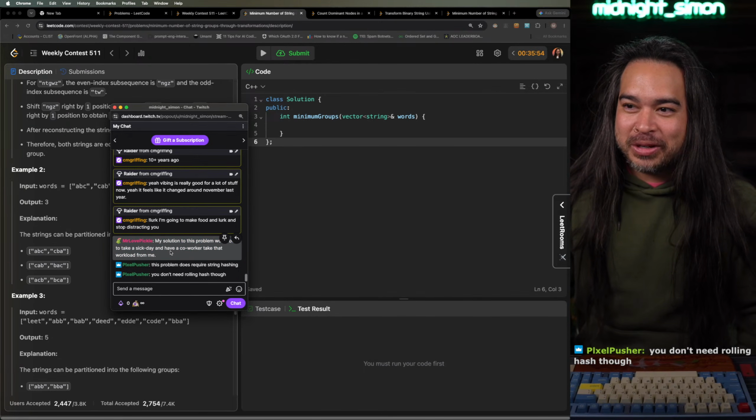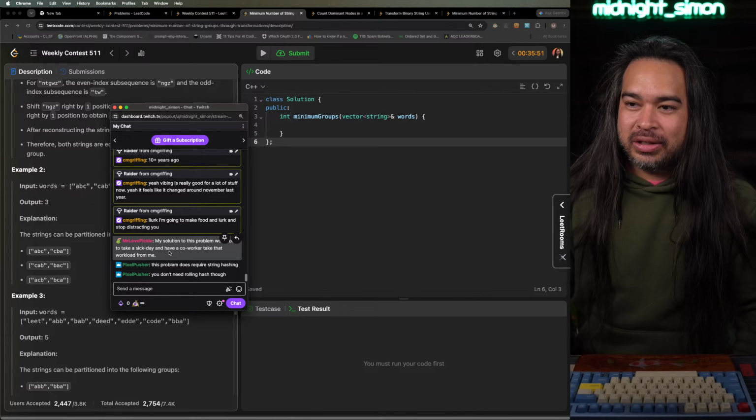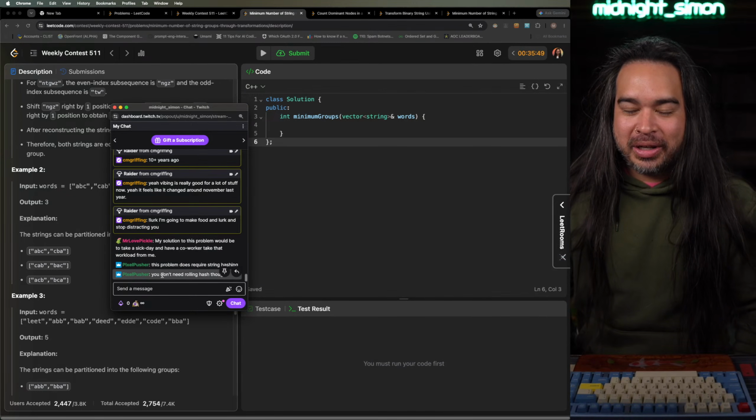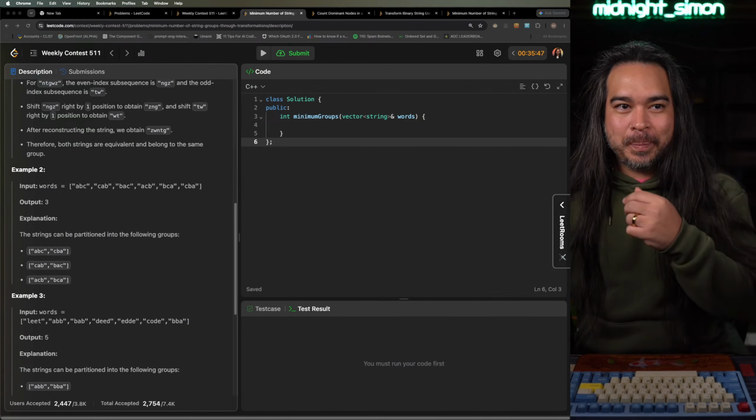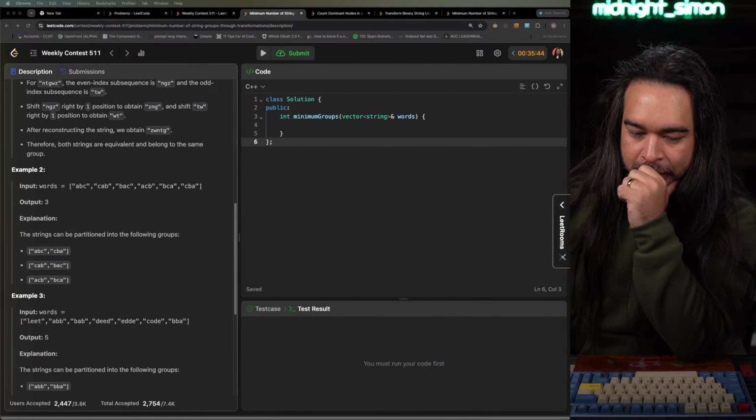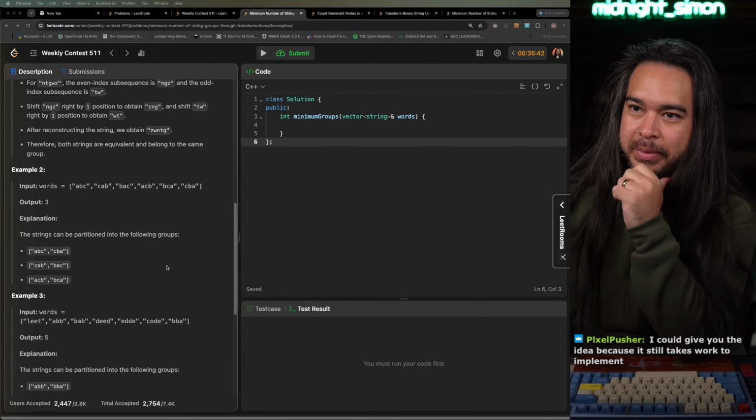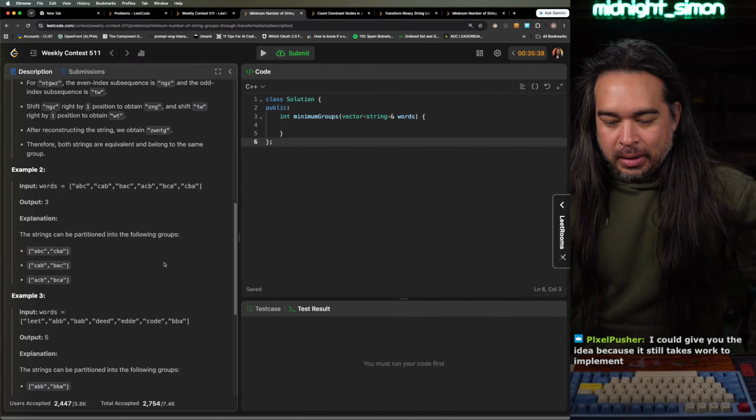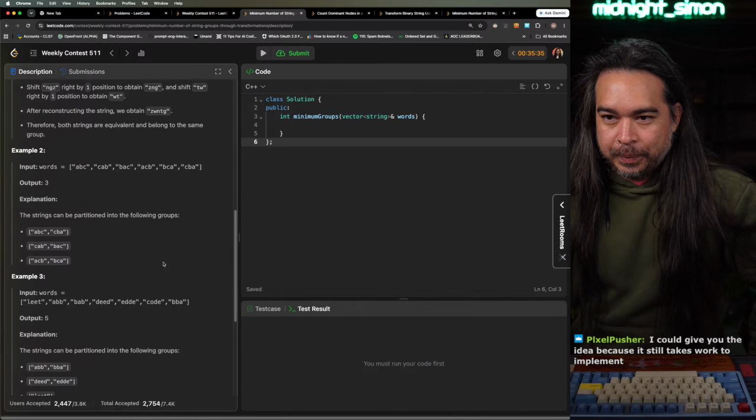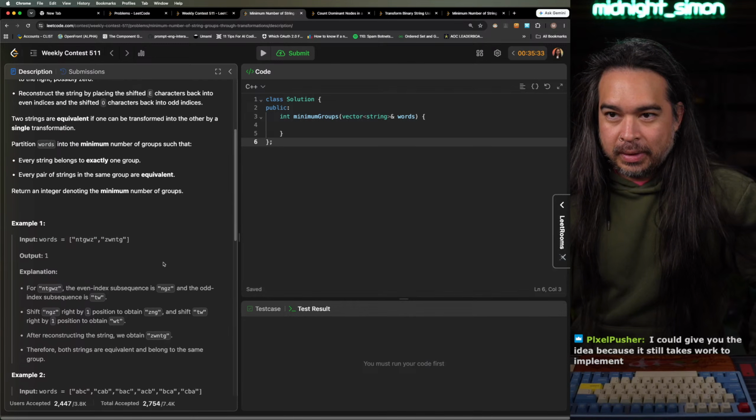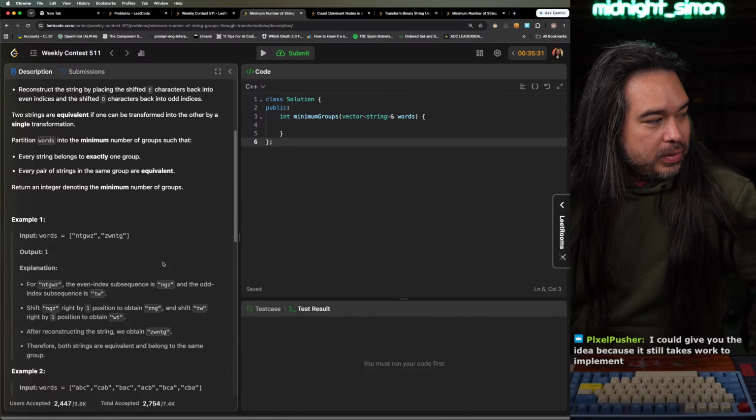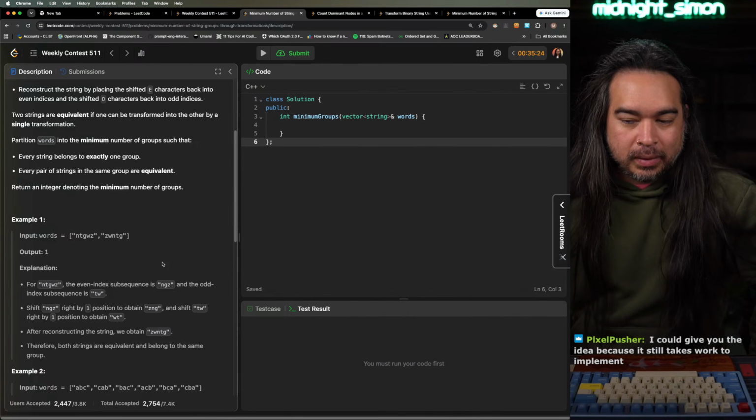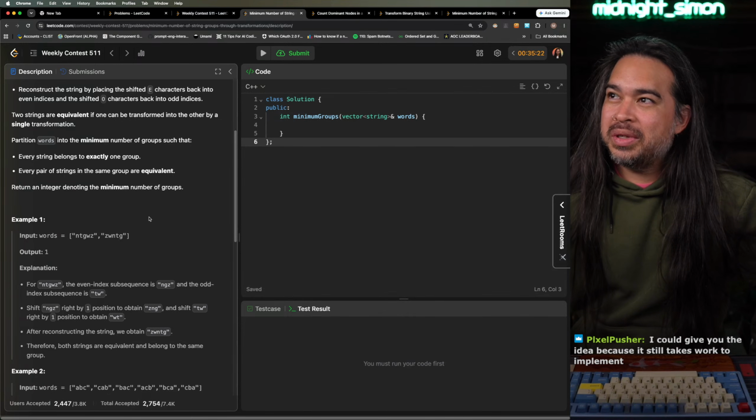This problem does require string hashing. You don't need rolling hash though. Dang. Well, I don't know any string hashing, man. But let me think. String hashing. So if I had the strings hashed, was it like a prefix sum?